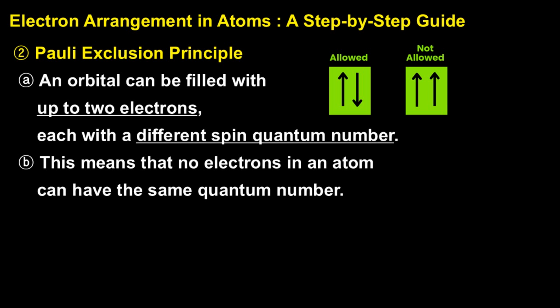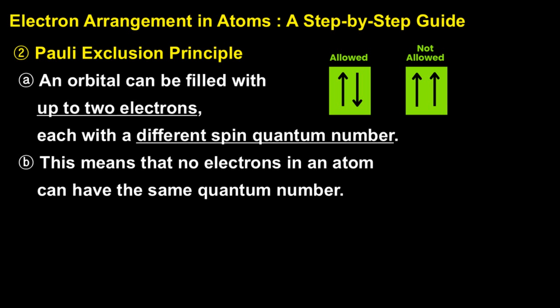This principle says that an orbital can hold a maximum of 2 electrons, but there's one important condition: the 2 electrons must have opposite spins, meaning they have to have different spin quantum numbers. So what does that really mean? Simply put, if one electron in an orbital has an upward spin, the second one must have a downward spin.